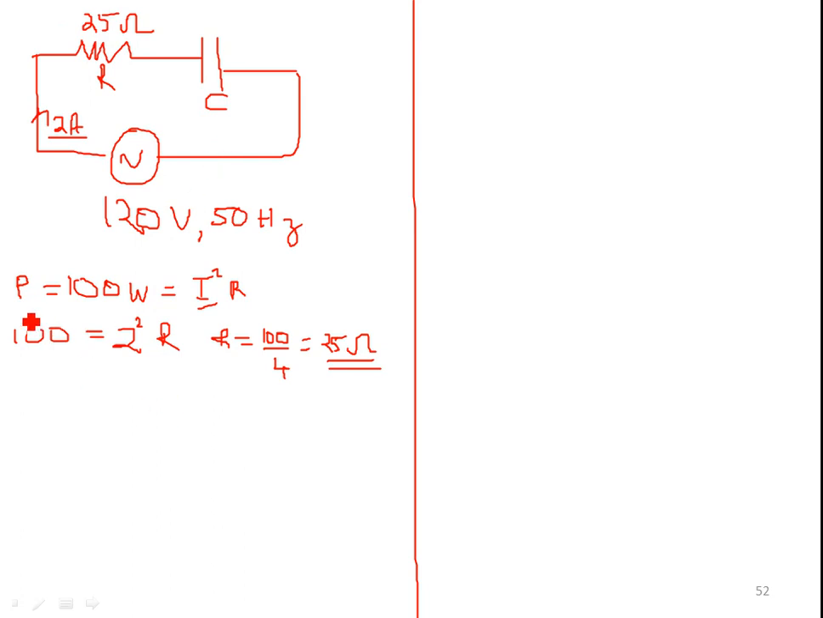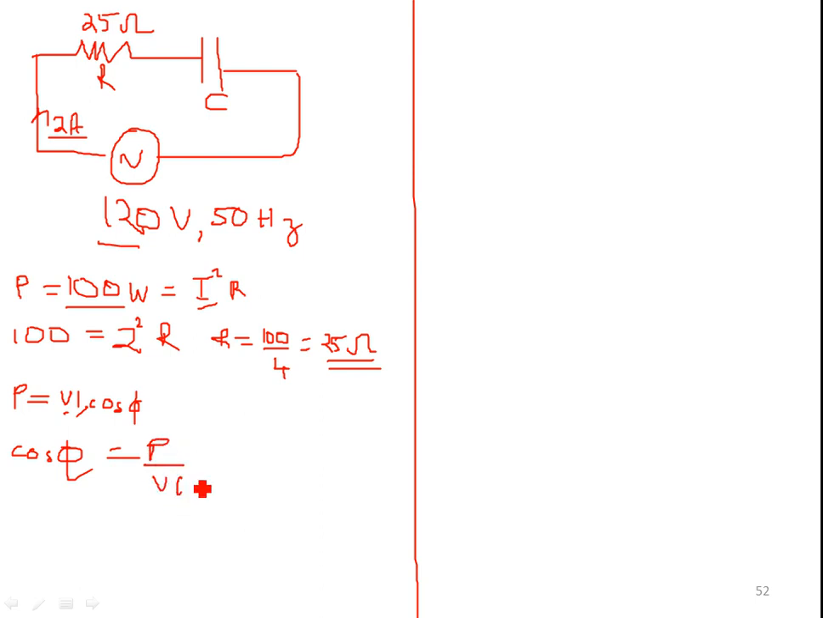Now, see, power is also equal to VI cos phi. Therefore, we know P. What is P? Power is already consumed by the resistor, so P is 100 watt. Voltage is 120 volt. Current is 2 ampere. So, we need to find cos phi. From this expression, cos phi is P by VI.